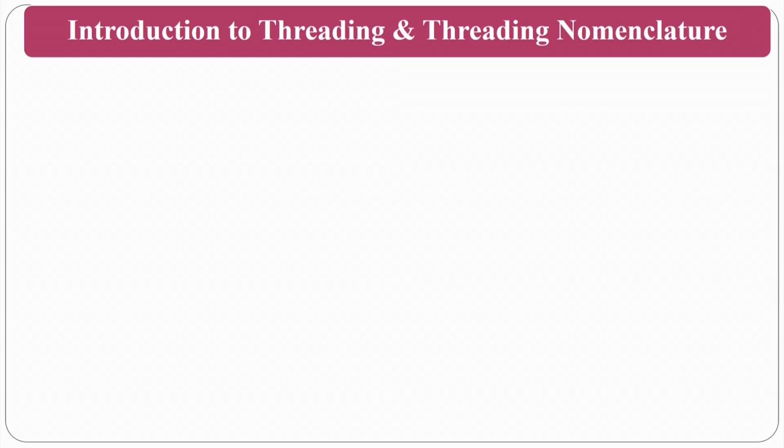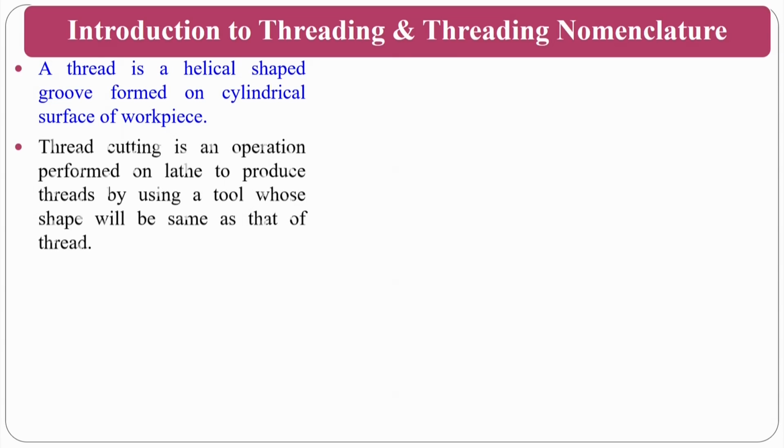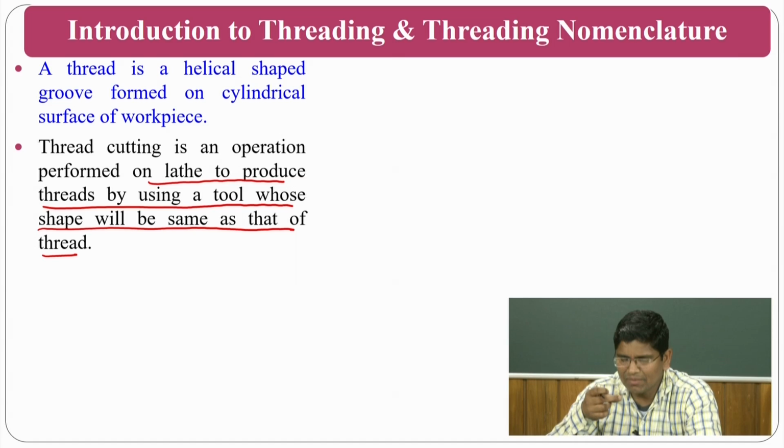Now we move on to another practical process that is called threading. Threading is nothing but making of threads, internal threads as well as external threads. So threading is a helical shaped groove formed on a cylindrical surface of the workpiece. So it is a continuously formed helical groove. The thread cutting operation is performed on a lathe to produce the threads by using a tool whose shape will be the same as that of the thread.